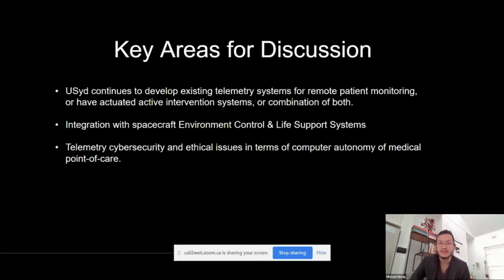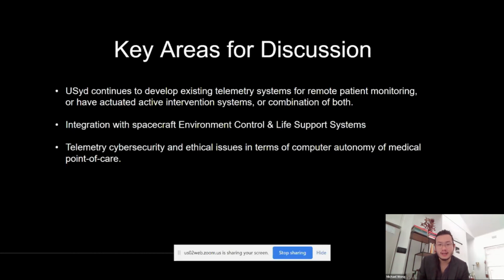Secondly, we're particularly interested in ongoing work in how that can be integrated with spacecraft environmental control and life support systems, and that can vary from spacecraft to spacecraft. Very, very exciting to see the work that's been happening, not only recently with the ISS, but also around the Dragon work at SpaceX. And then lastly, and maybe a small elephant in the room, this idea around cybersecurity.